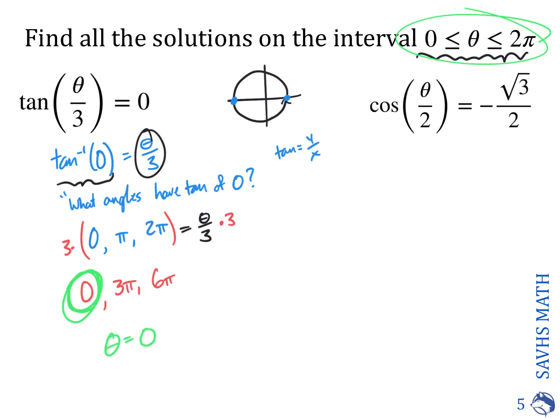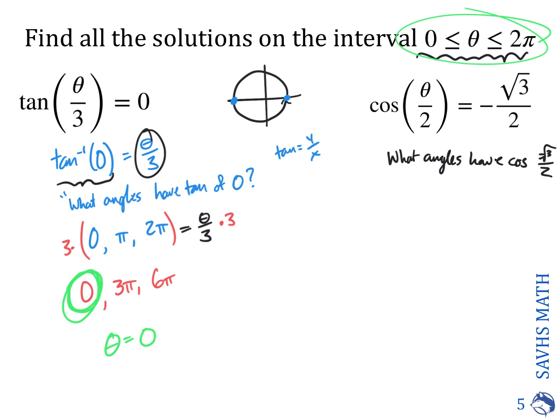For the next one, maybe there's a little bit more to do with this one. Let's see. We are looking for the angles. What angles have cosine of negative 3 square root 3 over 2?